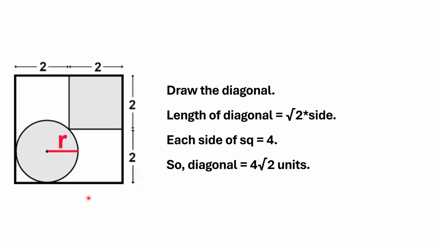Now, first, we draw the diagonal of the square. You can see the diagonal of the square. Since each side of the square is 4 units, the diagonal of the square will be root 2 into side, that is 4 root 2 units. So the length of the diagonal is 4 root 2 units.